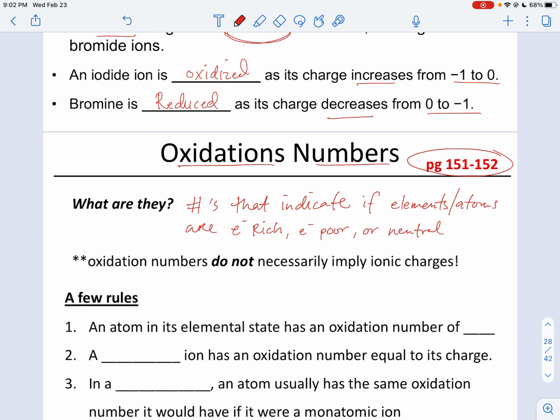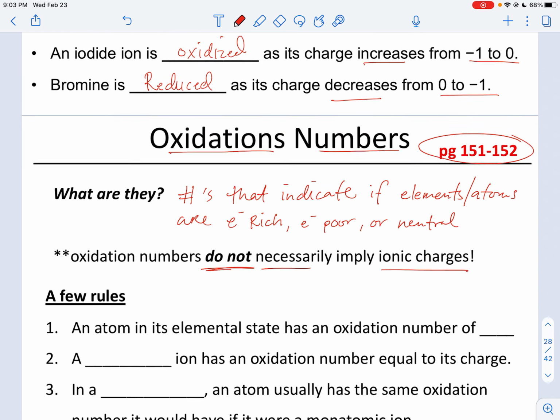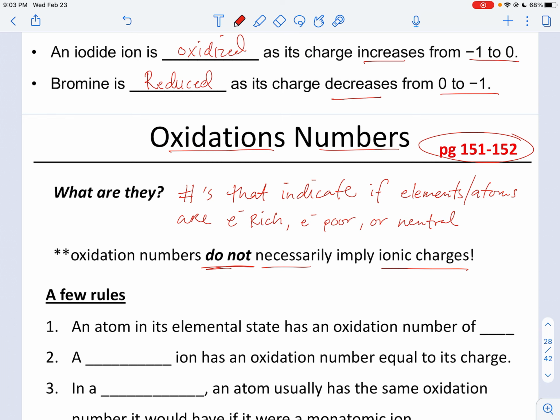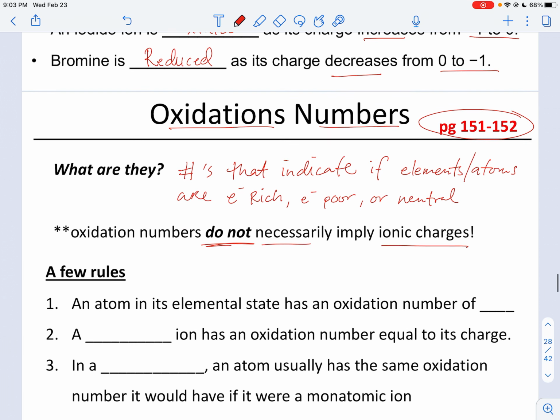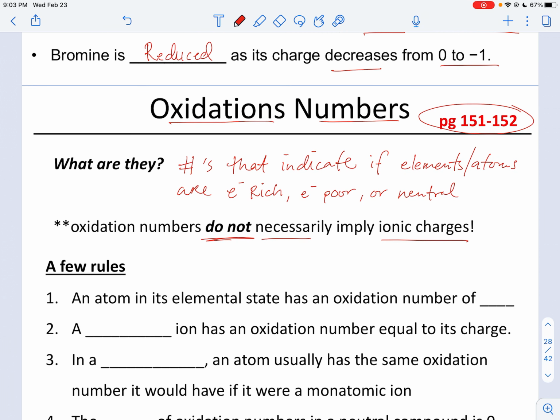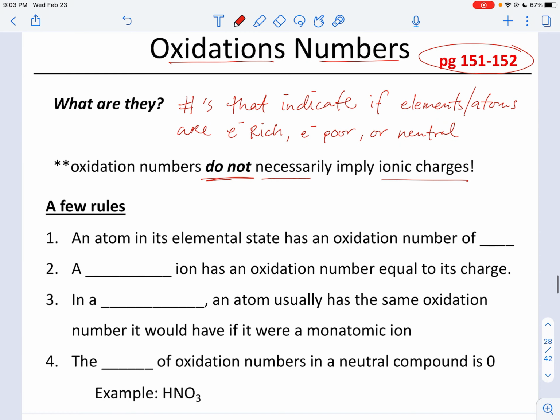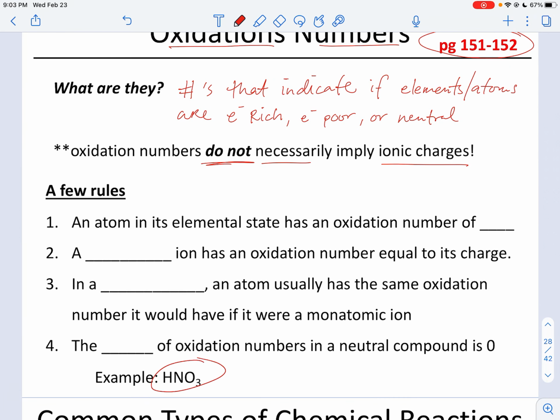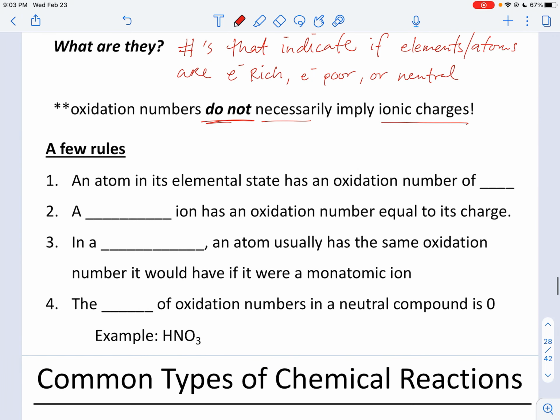I think I can even say that. But they do not always necessarily match ionic charges, okay? So I'm giving you this disclaimer that oxidation numbers do not necessarily imply ionic charges, but many times they will be the same as if you were assigning ionic charges to elements, all right? But they can be different, and I'm going to give you an example in just a minute down here with HNO3 of how they can be different. But let's walk through these rules. Okay, a few rules on oxidation numbers.